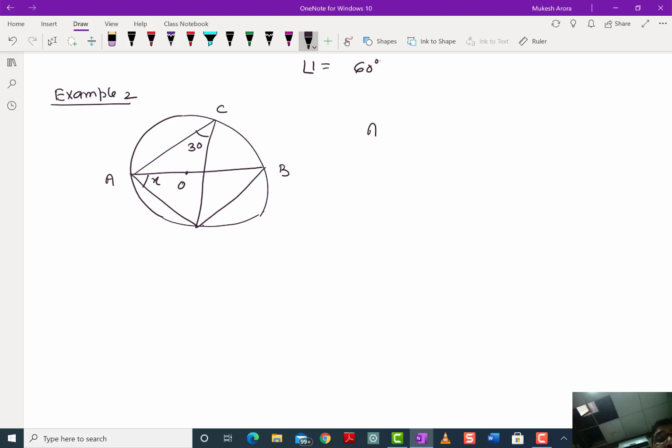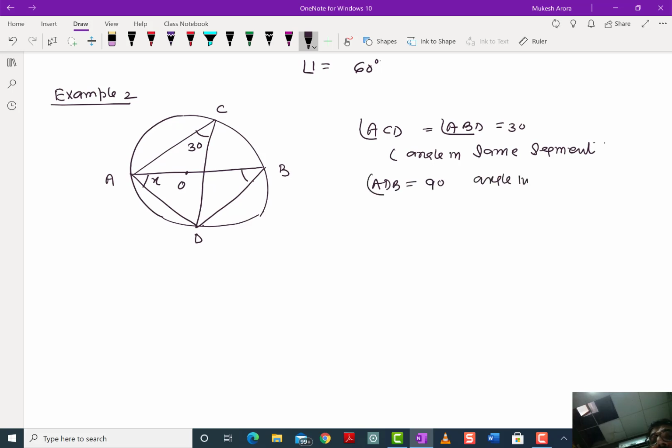Angle ACD is equal to angle ABD is equal to 30, angle in same segment, and angle ADB is equal to 90, angle in semicircle. Therefore in triangle ADB, 90 plus 30 plus X is equal to 180, X is equal to 60 degrees.